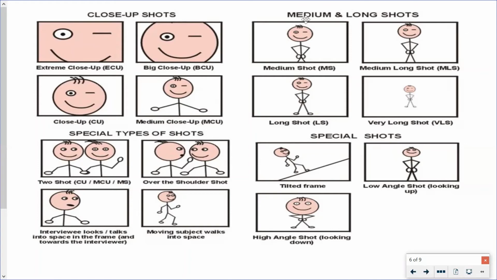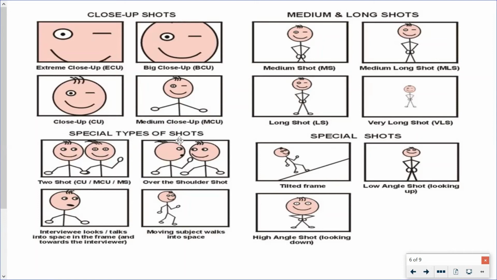Fantastic. Let's move on to medium and long shots. Again, I would like you to pause the video and look closely and observe the difference between these 4 different types of shots. I'm going to wait for you. Were you able to do that? Fantastic. Let's have a look at the names of these shots. So we have the medium shot, the medium long shot, the long shot, and the very long shot. Did you see this difference? Can you spot it? Fantastic.